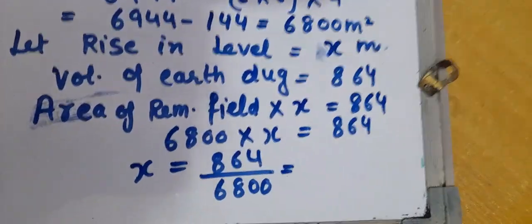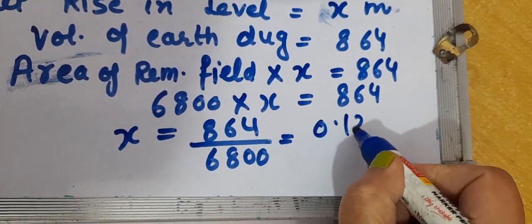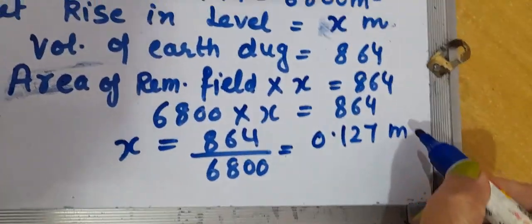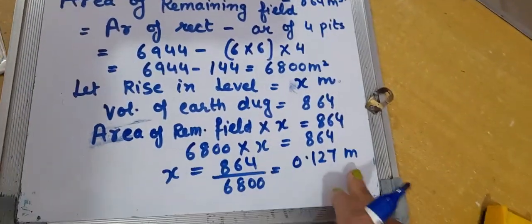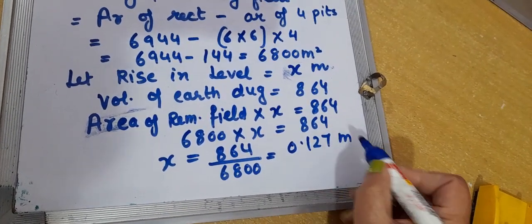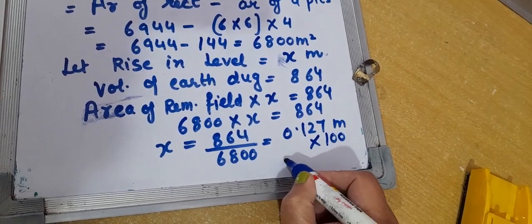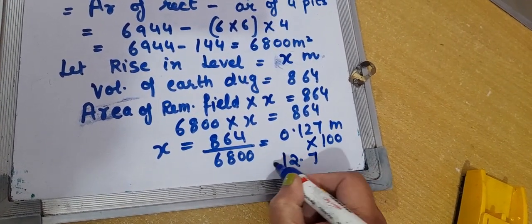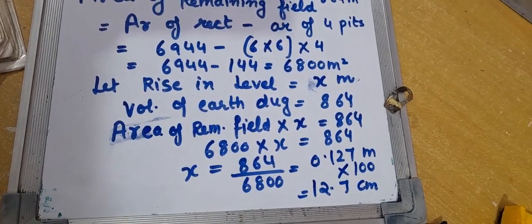You get almost 0.127 meter because the height or rise in level will be in meter. Now convert it into centimeter by multiplying it by 100. So you will get 12.7 centimeter approximately. This is your answer.